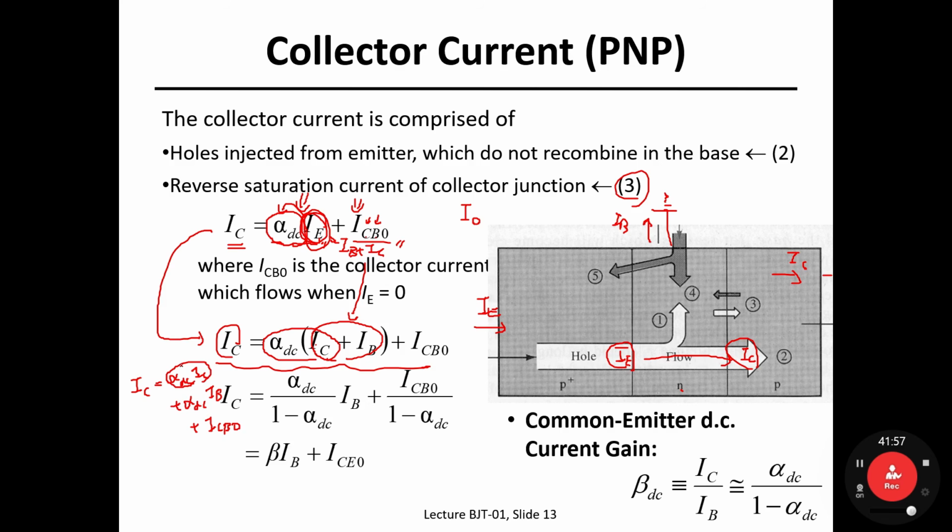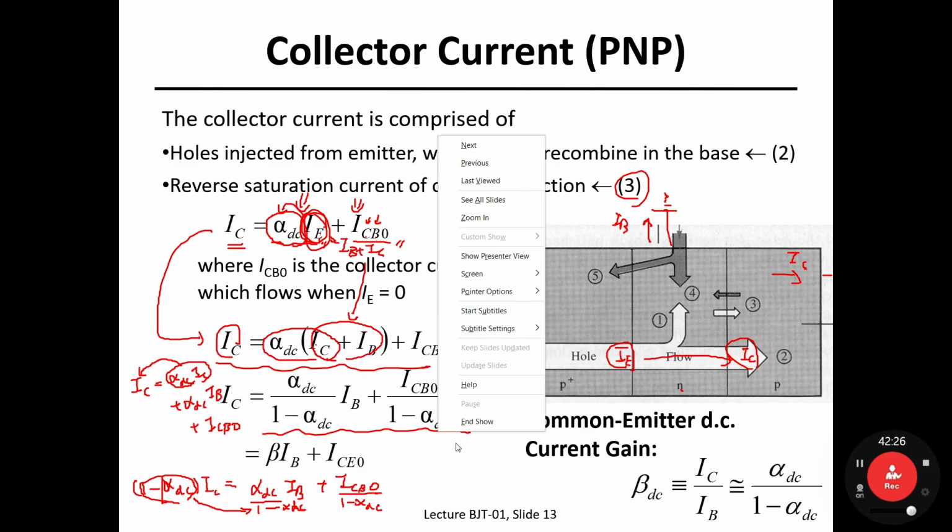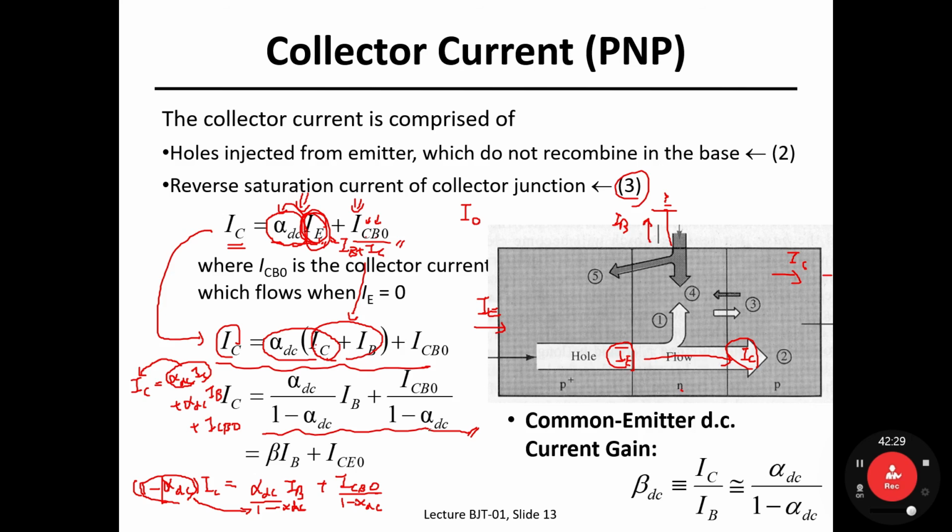So let me move this term onto the left hand side. Then 1 minus alpha DC times IC is equal to alpha DC IB plus ICB naught. Okay, and take this coefficient into the right hand side. Then here 1 minus alpha DC, and here 1 minus alpha DC. Then you're going to get this equation. We're almost done.